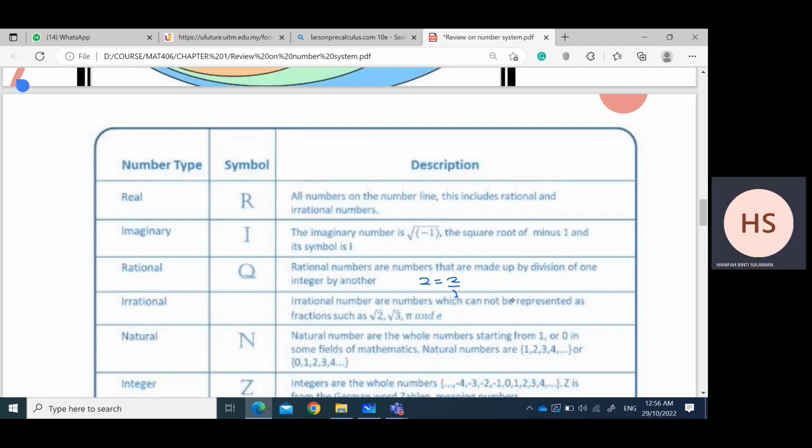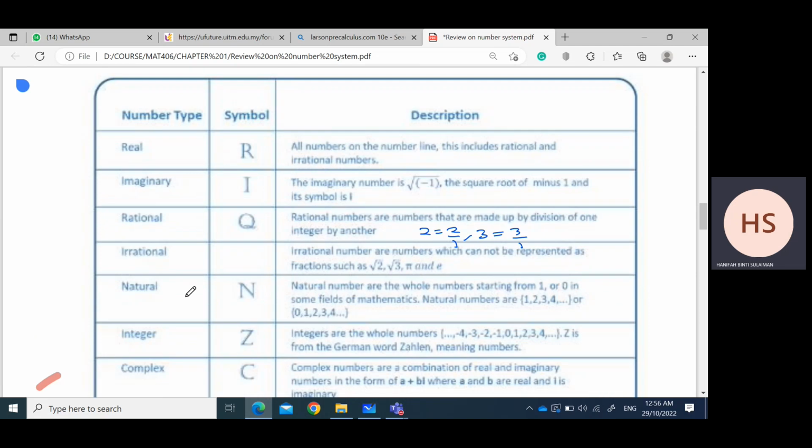So ini kita panggil sebagai rational number juga. Okay, contoh lain, 3. So 3 is actually 3/1. Okay, so irrational number, for this moment, there is no symbol for irrational number. Dia tak ada simbol. Okay, so kita kosongkan dekat sini.